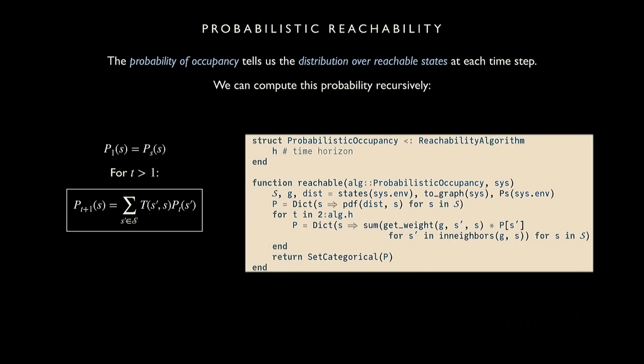You can see we've implemented it in this algorithm where we keep track of P in some dictionary. We initialize it to the initial state distribution. Then at every time step, we use our graph to do this computation. The only time this transition probability is non-zero is if the in-neighbor of S, a state that's coming in, is connected. So we can just look at the in-neighbors in our graph and compute this formula.